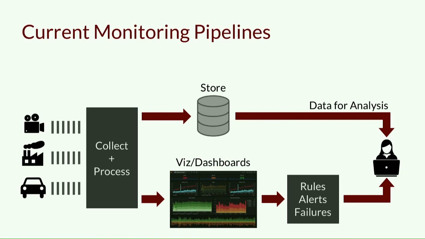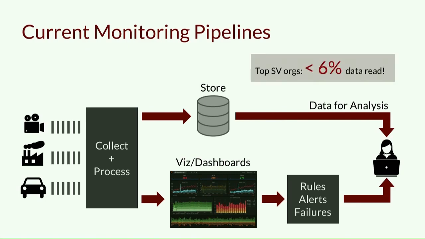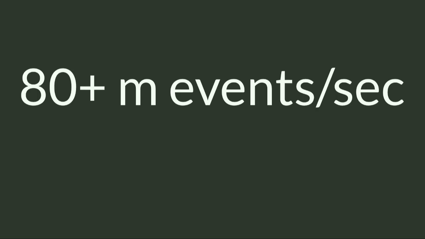And the truth is, if you talk to the top Silicon Valley companies, what they'll tell you is that on average, less than 6% of this data is actually read, right? So of the 80 million events per second that Microsoft, Facebook, Twitter, LinkedIn, and of course all these companies, not just those four, of that 80 million events per second, less than 6% is actually being looked at, right? Which is really kind of disappointing, right?